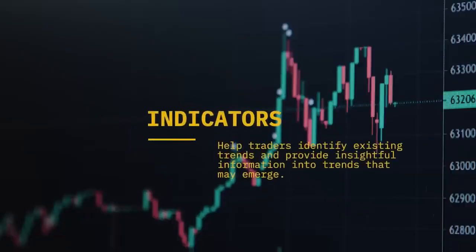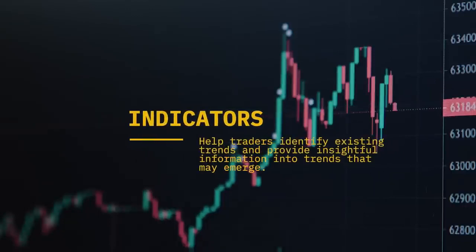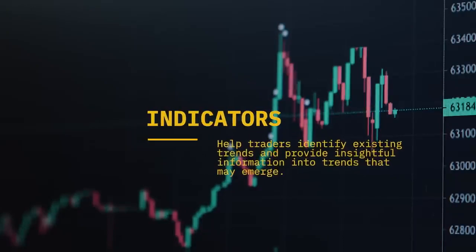Technical analysis indicators help traders identify existing trends and provide insightful information into trends that may emerge. The first indicator that we'll be looking at is moving averages. Moving averages is one of the most commonly used tools to indicate overall trend direction and to determine support and resistance levels. Moving averages are calculated based on the closing price of an asset within a specific time period.